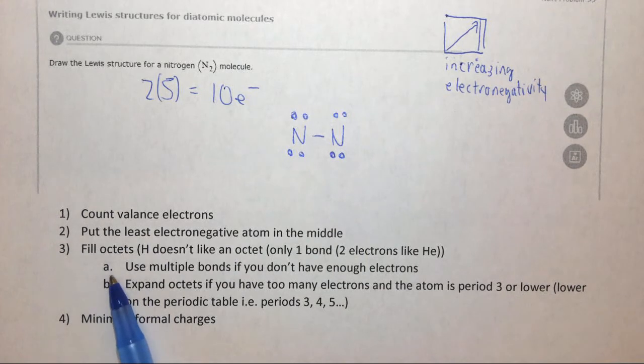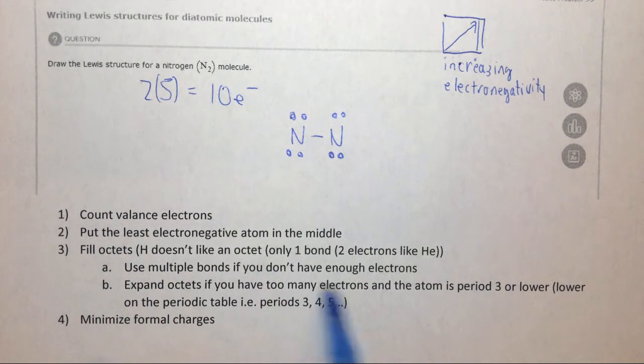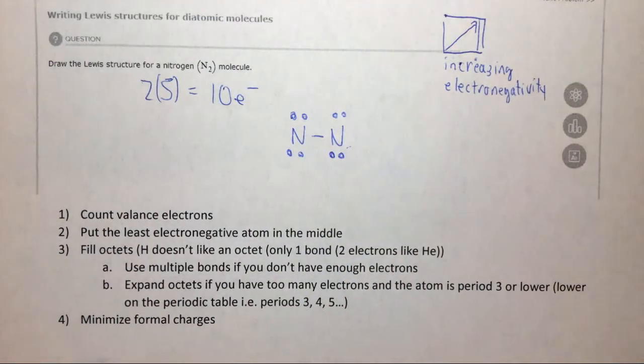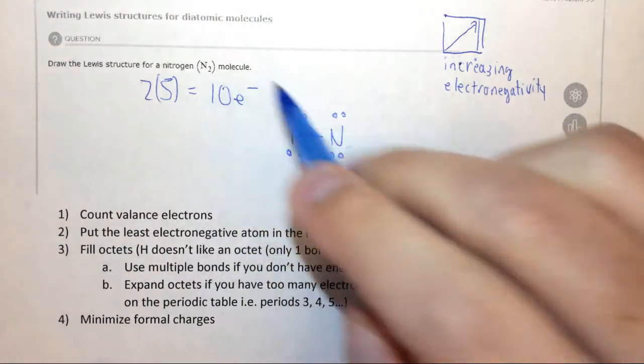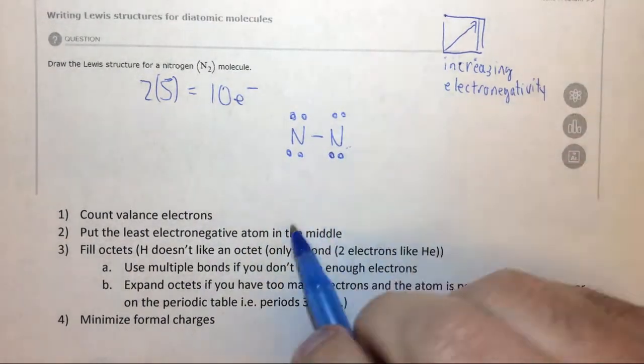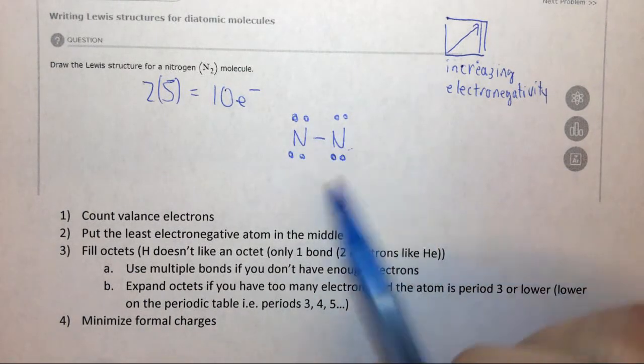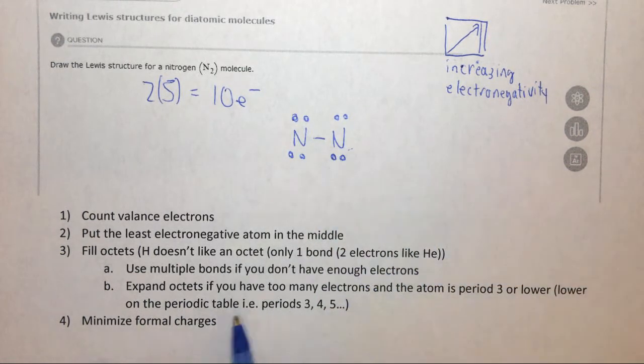If we look at letter A, it says, use multiple bonds if you don't have enough electrons. It would be easier to just put 2 more electrons here and 2 more electrons here. Everything's got its octet. But then it would be N2 4-, which certainly isn't stable. N2 is a very stable molecule. N2 4-, not so much. So we're not going to be able to add more electrons. We are going to have to use this tip: use multiple bonds if you don't have enough electrons.